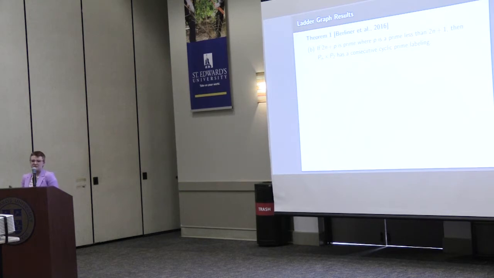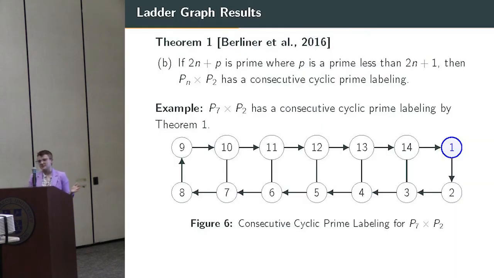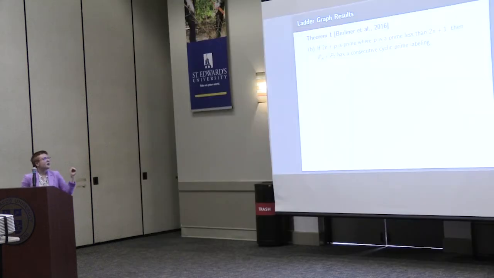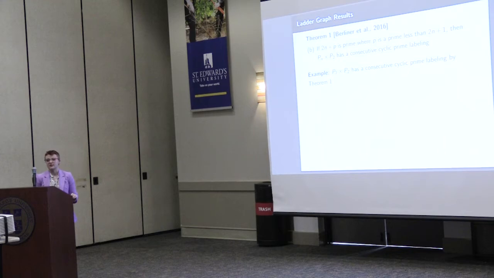Before we were looking at 2n plus 1 for a ladder graph p sub n cross p sub 2. Now we're going to look at 2n plus p, where p is a prime number that's less than 2n plus 1. And so your goal here is to find a prime number p such that 2n plus p is also prime. And if you can do that, then you can still give a consecutive cyclic prime labeling to a ladder graph. The starting vertex just won't be in the upper left-hand corner.